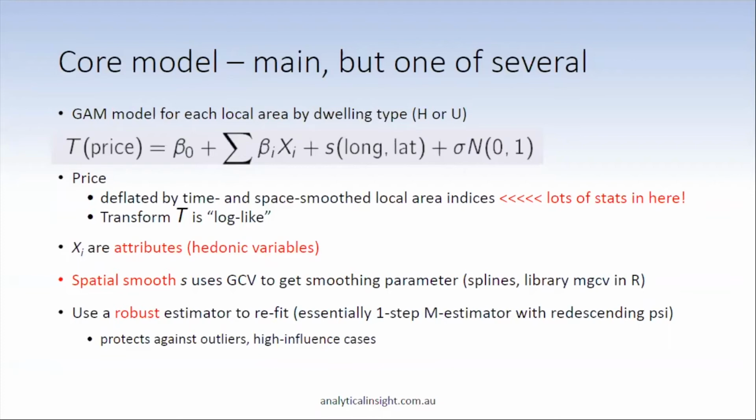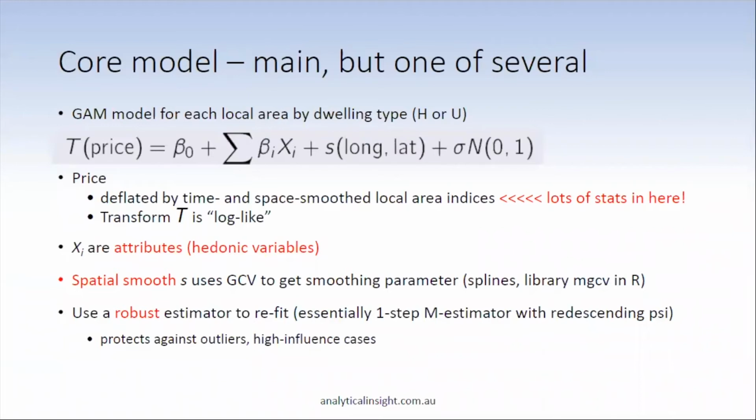The attributes, how many bedrooms, size, land size, suburb it's in, stuff like that, was all in here. And there were hundreds of these. That's in the sigma beta_i x_i. There was a spatial smooth using GCV, generalized cross-validation, splines, and the mgcv library in R. And then we used a robust estimator to refit, essentially. Well, you can read what I said. That worked eventually. It took a couple of years to sort all this out.